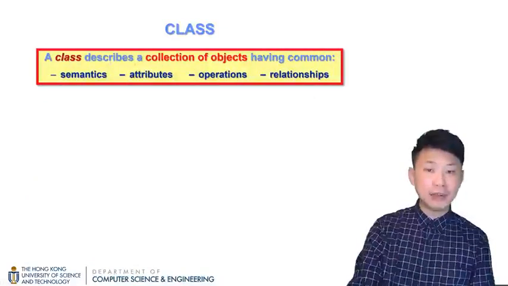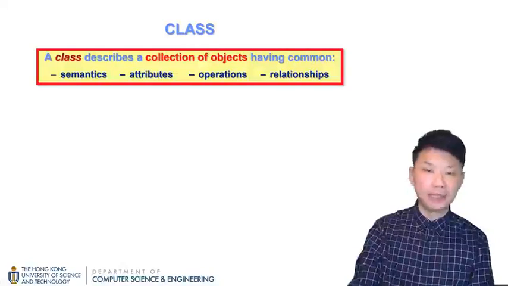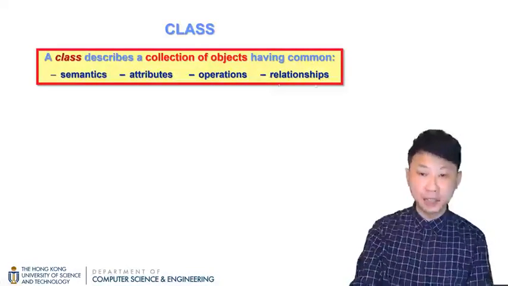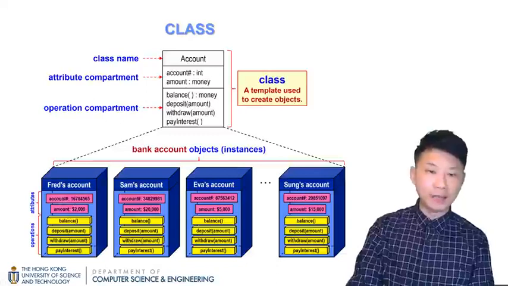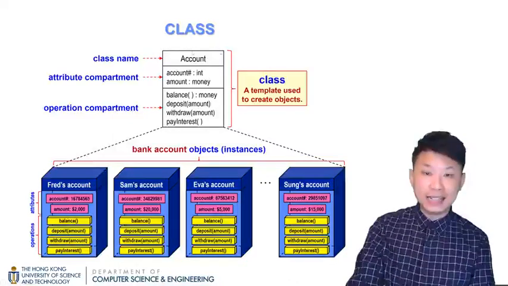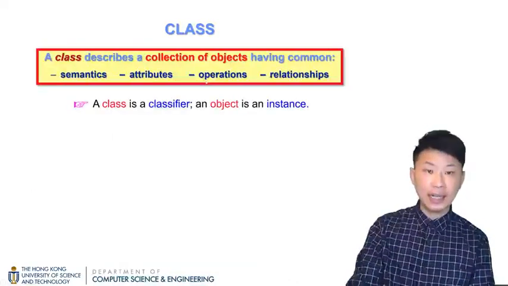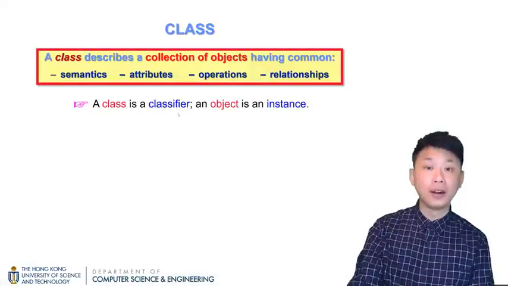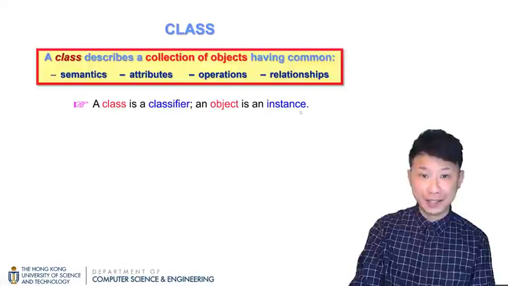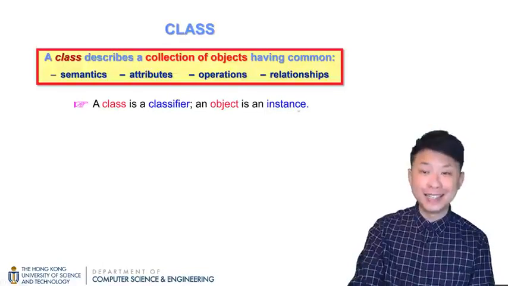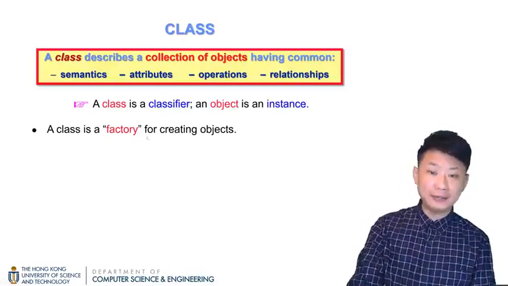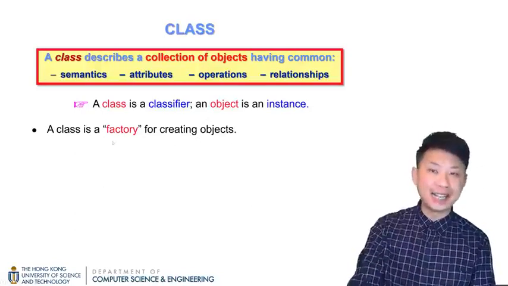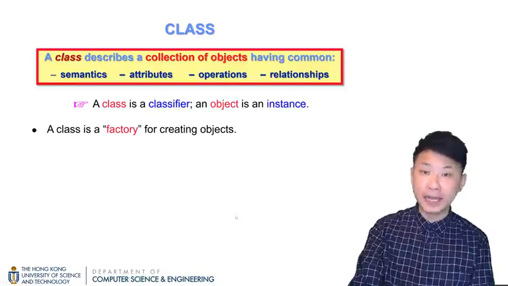So a class describes a collection of objects that have common semantics, attributes, operations, and relationships. For example, we can see that these accounts all have the same attributes and the same operations. So that's why we classify them together as a single class called account. That's why we say that a class is a classifier, and a particular object is an instance. We classify all these instances together as a single class. A class is a factory for creating objects, so we can use a class to create different accounts within the application domain, the bank.